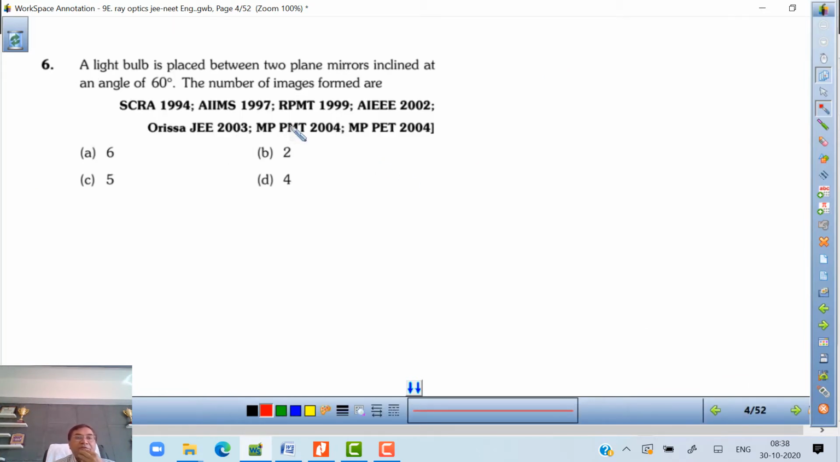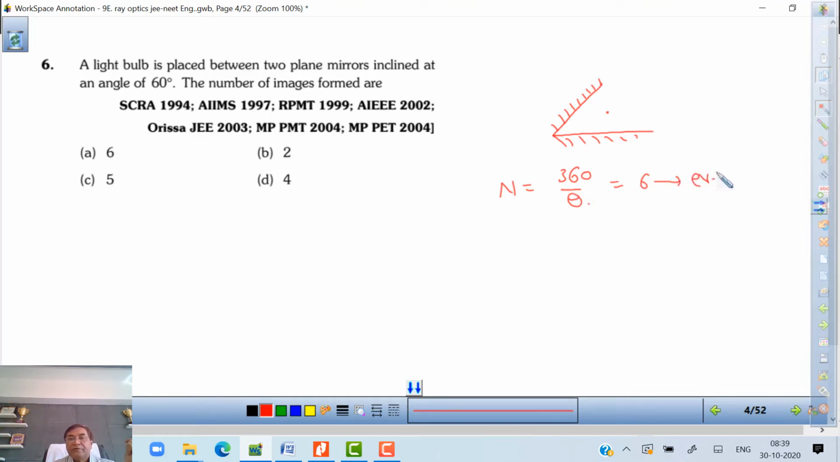A light bulb is placed between two plane mirrors inclined at 60 degrees. The number of images? So one mirror, then your second mirror. The object, a bulb, is placed here. The formula for the number of images: first, 360 divided by theta. So this is 6, because theta is equal to 60.